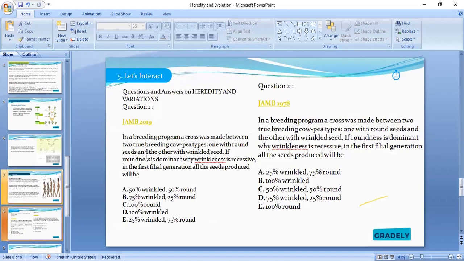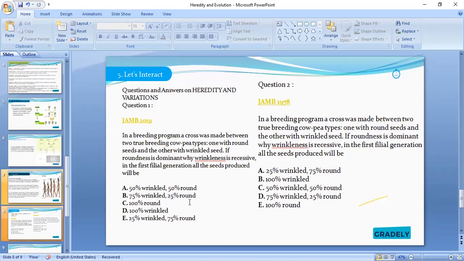Now, I want us to look at the Q&A. These are questions that I want us to look at. I will explain these two questions, but because of time, I know that some of us have another class by 1.